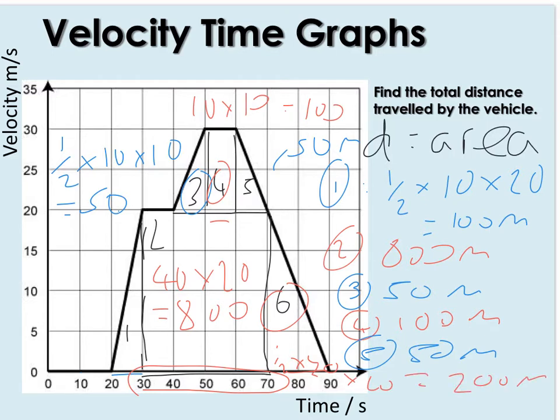And that gives us an answer of 200 metres. So to find the overall distance travelled, what we need to do is add all these areas together, and that will give us our overall distance. So we're going to add 100 plus 800 plus 50 plus 100 plus 50 plus 200, and that gives us our overall answer. Once we've added all those together, we get our total distance being equal to 1,300 metres.